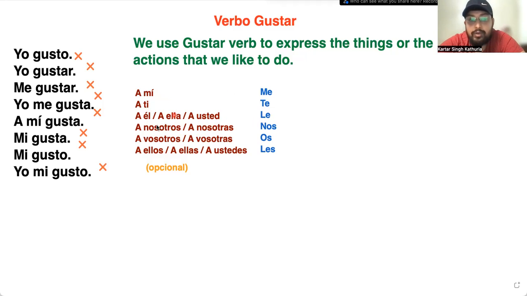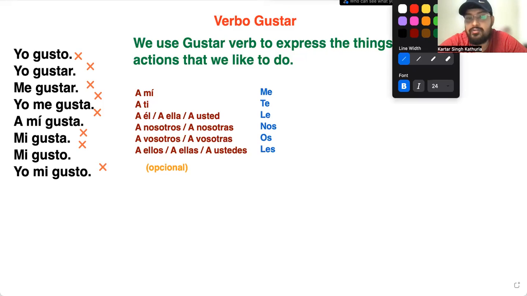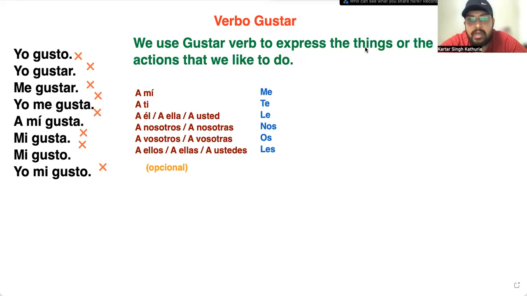And when we are talking about we like to do any action, we can use a nosotros or a nosotras. So here you can see that I have used the preposition a. It means to me, this thing pleases me, or I like this thing. So a is a mandatory part. You just understand the structure of using the gustar verb, and with further practice, we can learn how to use it. So after that, we have two possibilities.